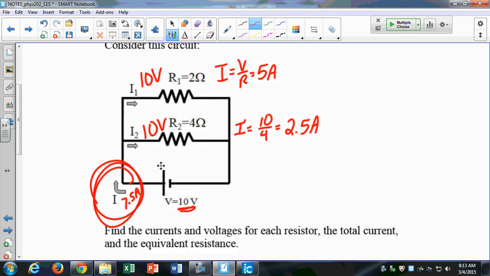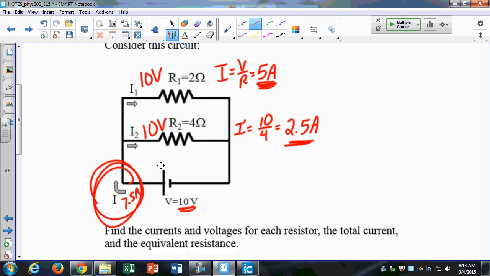I'm going to show you a couple of different ways to get it. So I have 5 amps here and 2.5 amps here. I know that I have 10 volts across each of these, because they're in parallel. Because I have 10 volts across 2 ohms, I have 5 amps here. Because I have 10 volts across 4 ohms, I have 2.5 amps here. Now I can get that total current just by saying 5 plus 2.5.